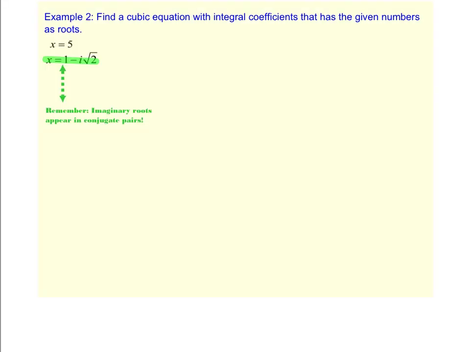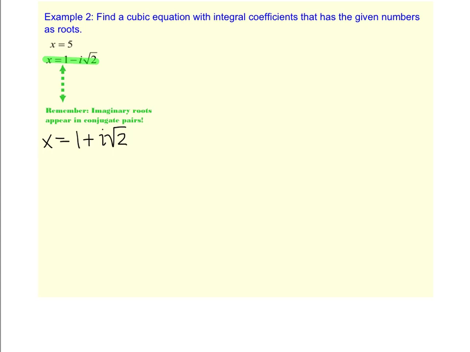All right, here's a very similar example. Find a cubic equation with integral coefficients that has the given numbers as roots. So x equals 5 and x equals 1 minus 2i. Same reminder for this one. Remember that imaginary roots appear in conjugate pairs. So if x minus i root 2 is a root, then x plus i root 2 is also a root. So we have 3 terms to work with here.